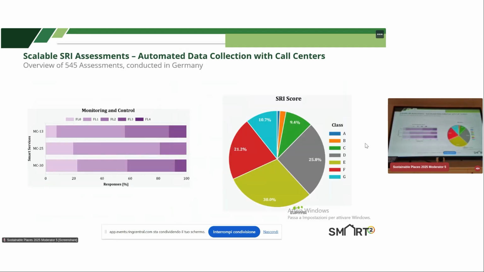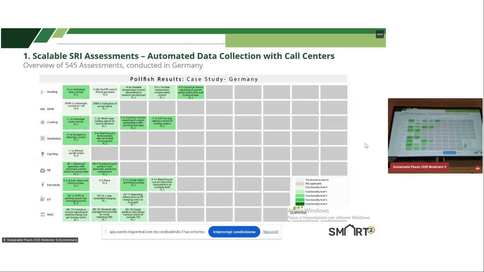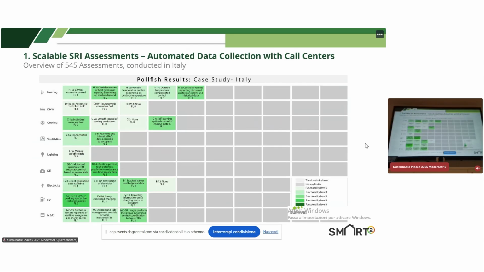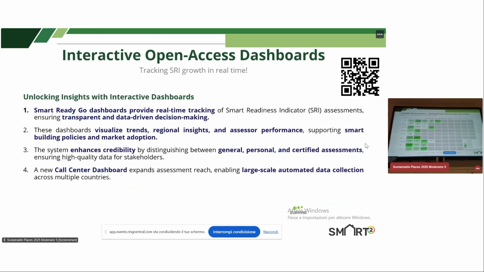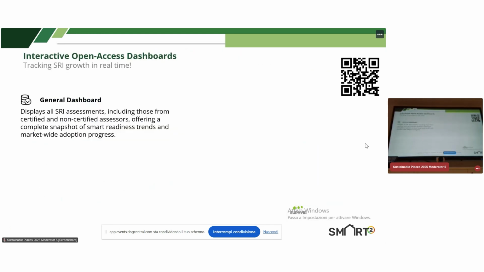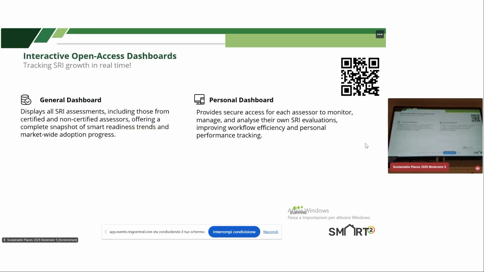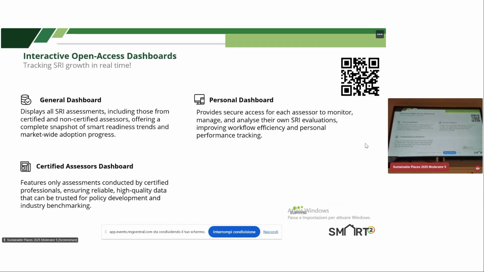So there are many reports like these, in different formats. You can see the functionality levels per service, per technical domain. This is, for instance, the case in Italy. So we see that we're far away from the high functionality levels at the moment. And this also can be visible through several dashboards. You can have a general dashboard that you can access without enrolling. If you already conducted your assessments, you can see your own.